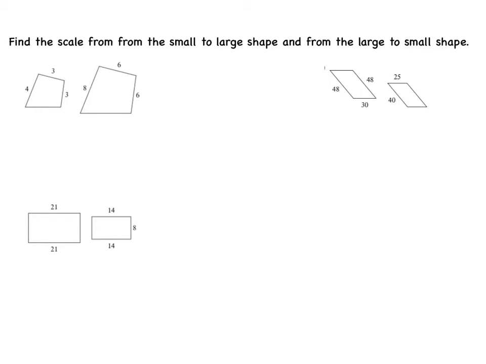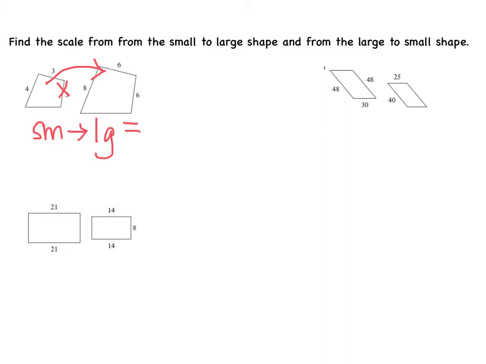Okay, so let's first talk about the scale factor from the small to the large shape. So scale factor is a multiplier. That means to go from here to here, we have to multiply. Now, what I'm going to do is set up a ratio, and I'm going to pick two sides, or two dimensions of my shape.